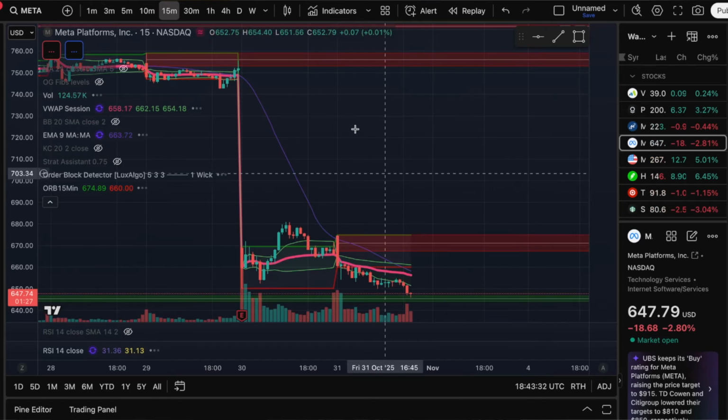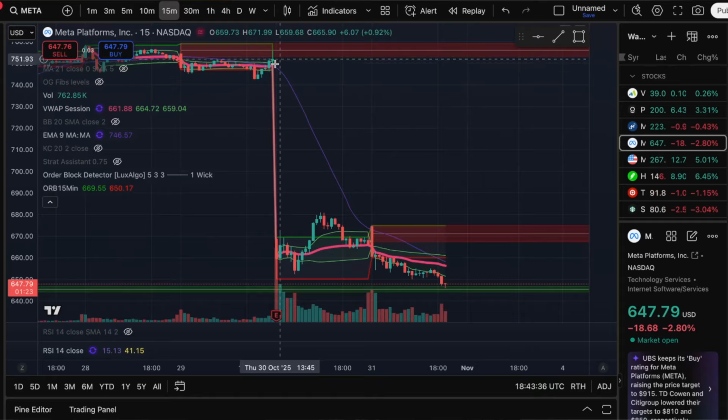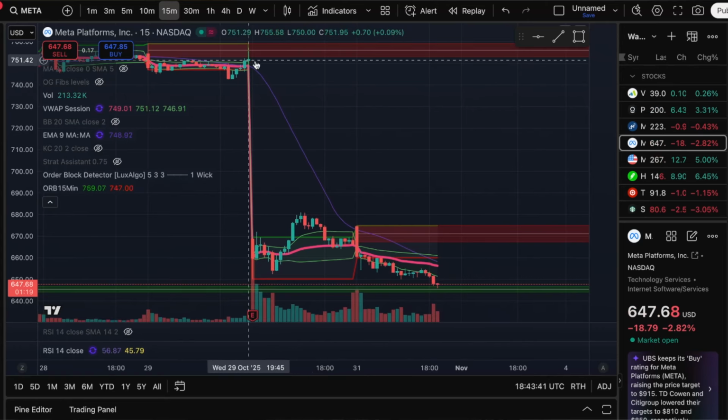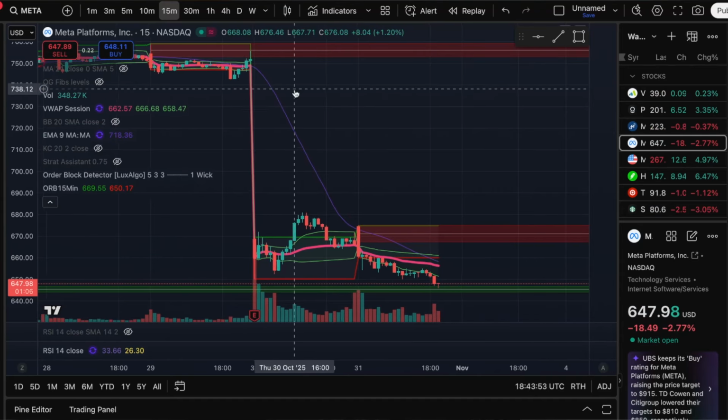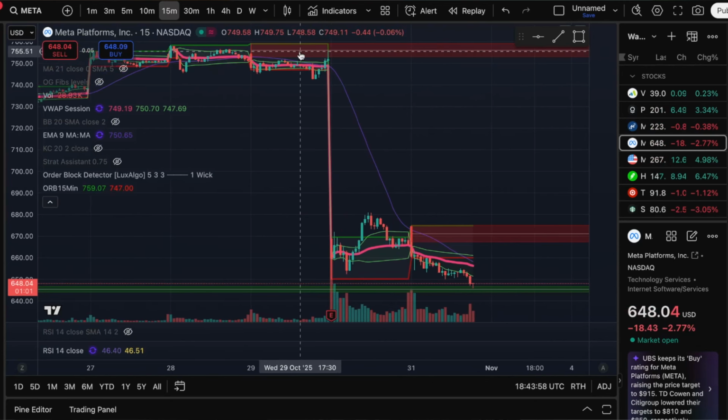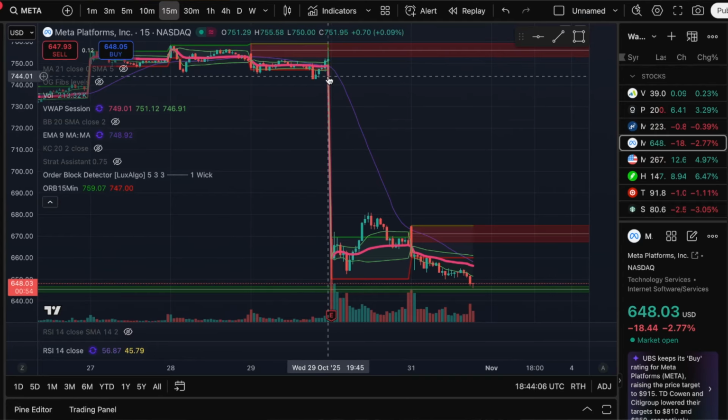See, Meta's a perfect example. You see this? Look at where Meta was sitting before earnings. It didn't do what it was supposed to, but it was also in the order block. So earnings was one thing, but the fact that it was sitting in this order block for so long, look at how long it was consolidating in that order block. It was either going to take out the order block and break above it, which is less likely, or it was going to fall. We didn't know it was going to fall this hard, but we could see that it was going to fall.